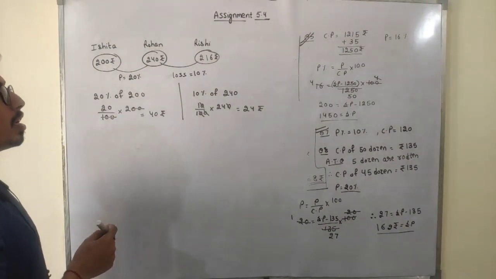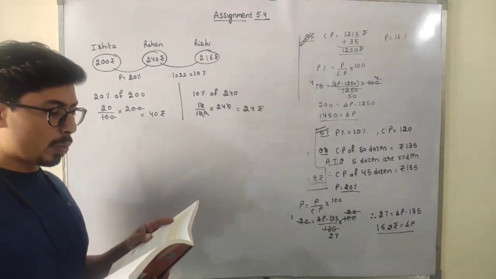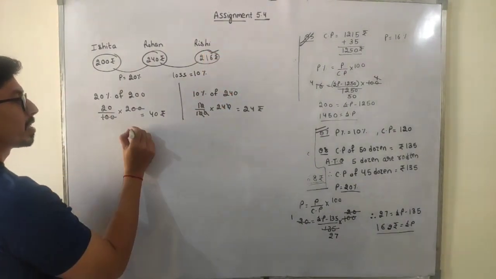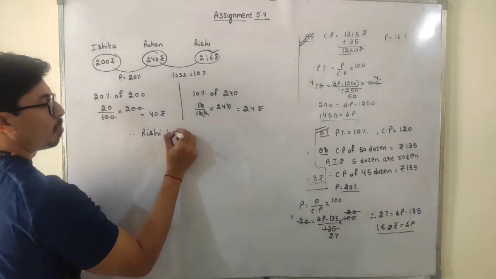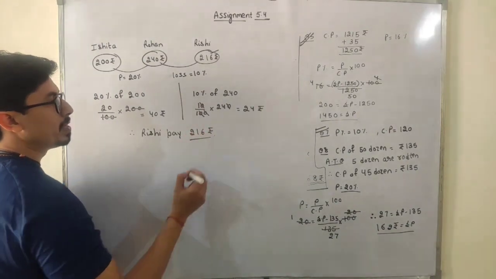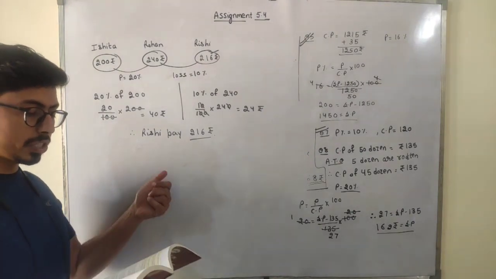Okay students. So this is my question, and what is asked? What did Rishi pay for the book? Rishi pays how much students? 216. Therefore, Rishi pays how much? 216 rupees. Okay students. So I hope all of you understand this question.